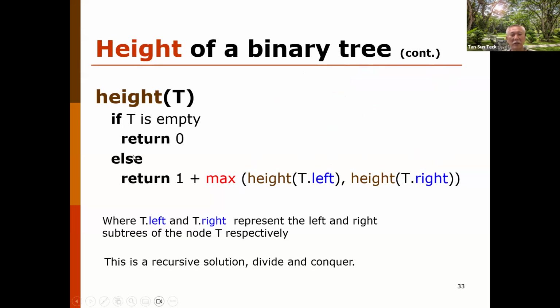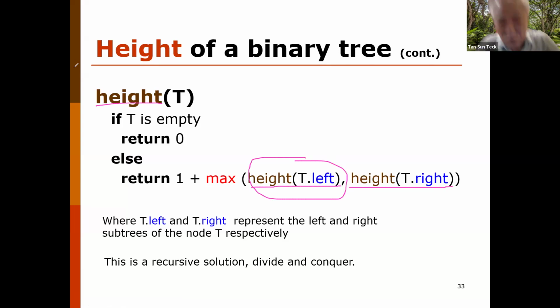And again, this is recursive. You can see that the height of T is equal to the maximum of the height of the subtree on the left and the height of the subtree on the right. Take the maximum of the two, and therefore to find the height of the left subtree, you just call the same method again. So this is actually recursive.